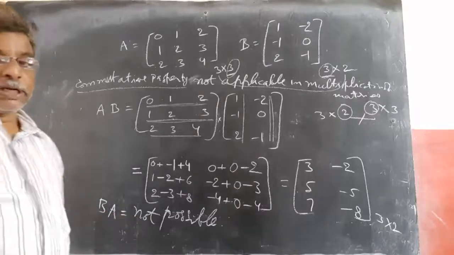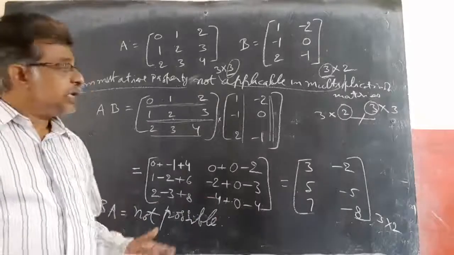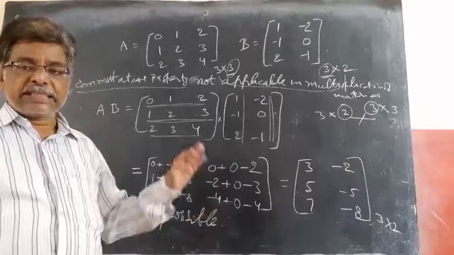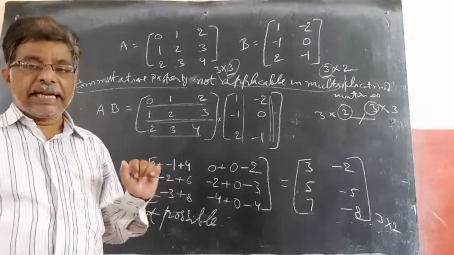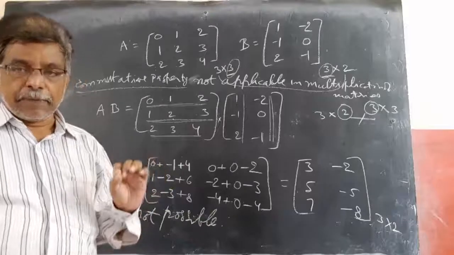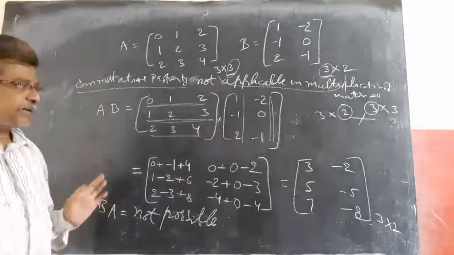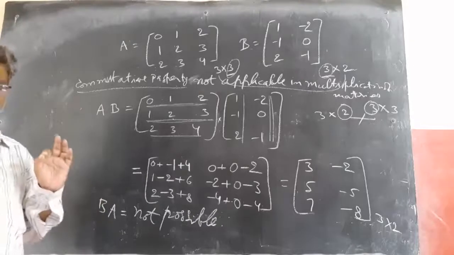In very few cases commutative is possible, so we won't consider that. So totally, matrix multiplication is not commutative. AB need not be equal to BA. This is the first point I want to tell you.